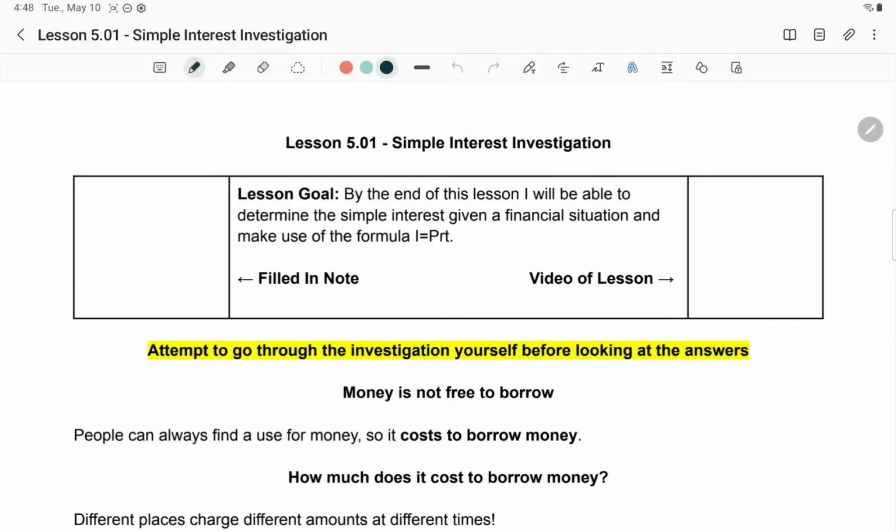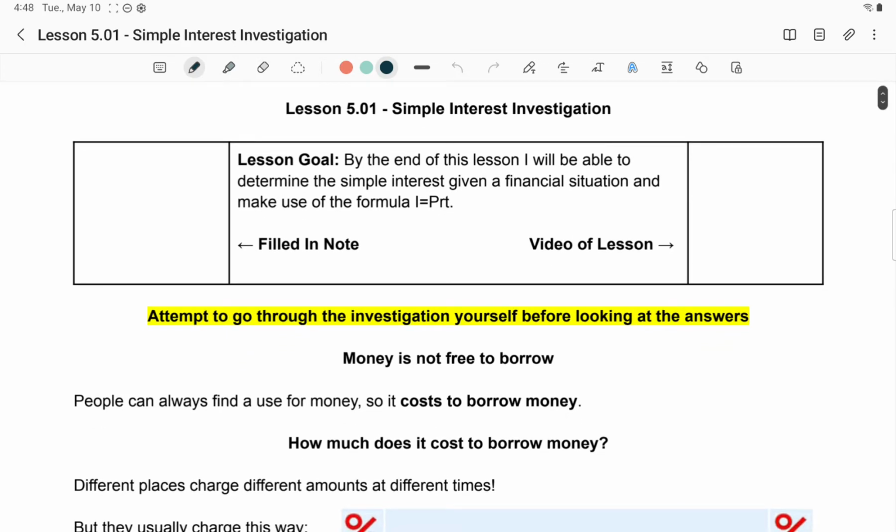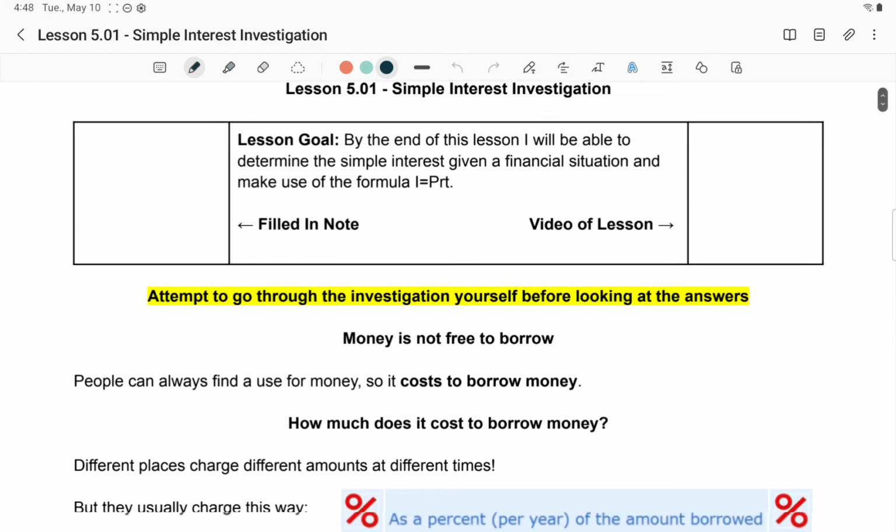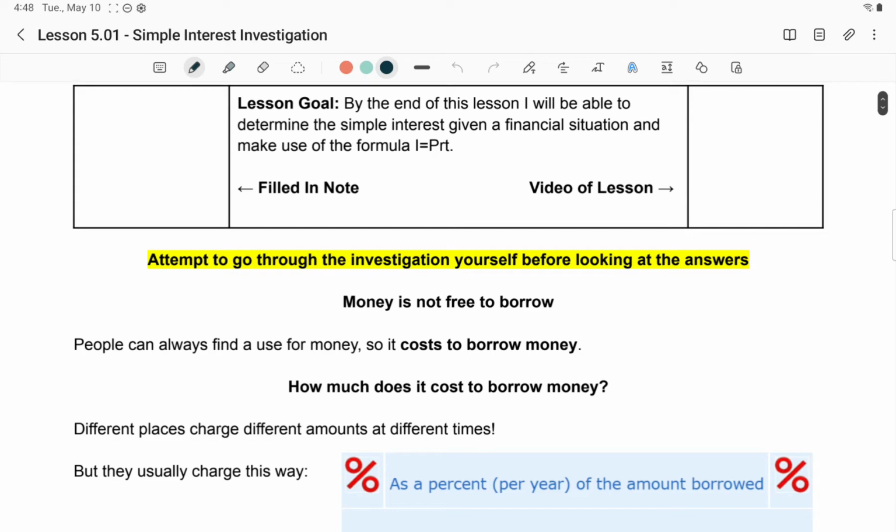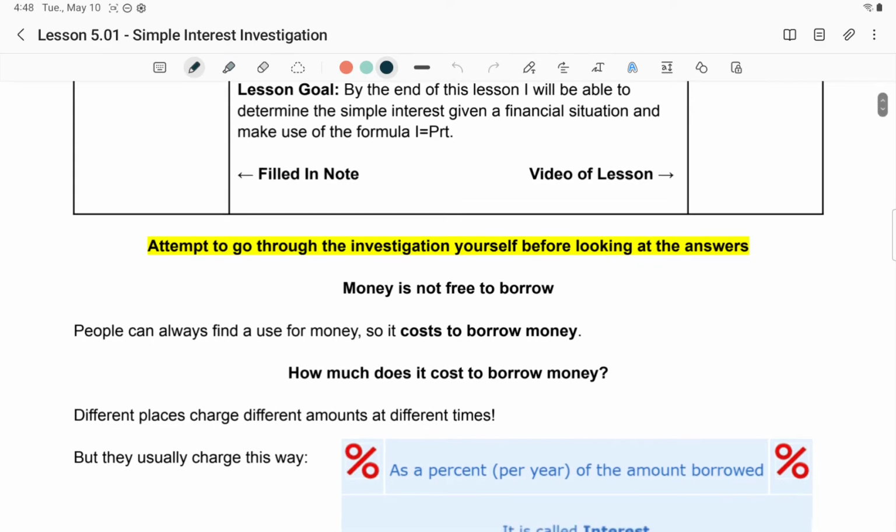All right, so we're going to go through this simple interest investigation. So hopefully you've tried to go through whatever parts you can by yourself, and then whatever you can't get, we'll go through those. So I'll just go through some parts fairly quickly, because hopefully you've read through it. So we're going to find out what simple interest is and what kind of formulas we can use with it.